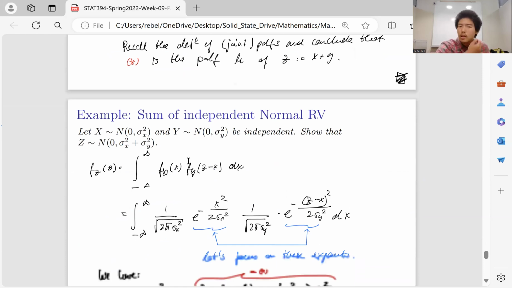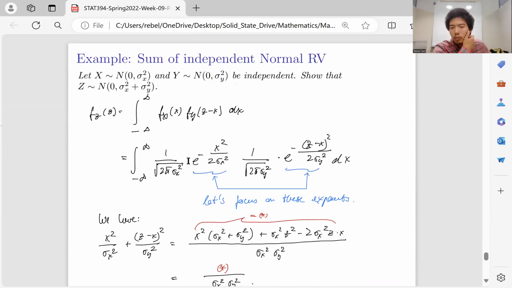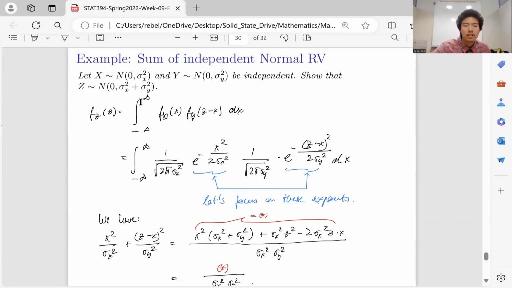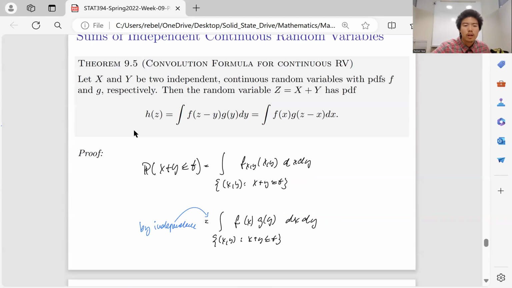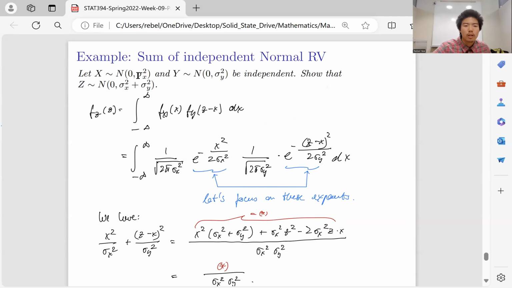Okay, and the last example is regarding the sum of independent normally distributed random variables, and this is an example of convolution. The computation might be very difficult as illustrated, but you can also have fun reading it when you have time. So the basic idea is using the formula here to calculate, if their means are both zero and the variances are sigma_x squared and sigma_y squared.